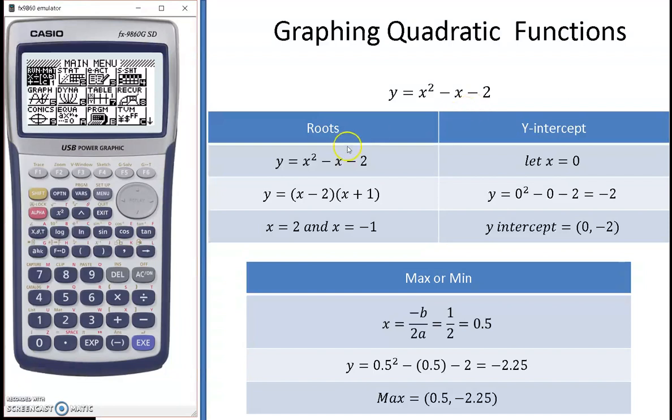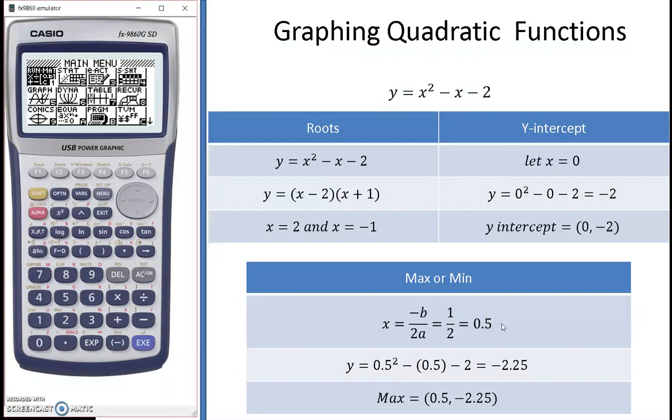To find the roots of this, we would have to factorize it, which can be pretty hard sometimes, equate it to 0, and then we have to find the y-intercept. If we want to find the y-intercept, we have to substitute x equals 0 in, which can be a little bit tough sometimes. And if we want to work out the maximum or minimum, we would have to remember x equals minus b on 2a, which sometimes you don't want to do.